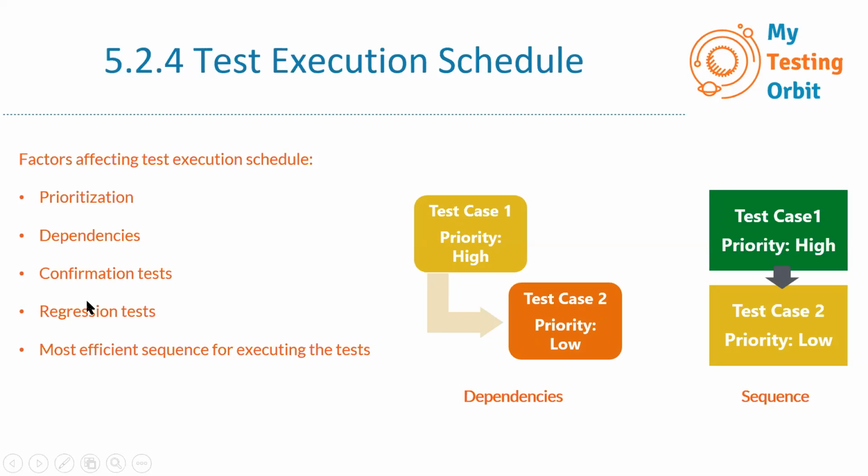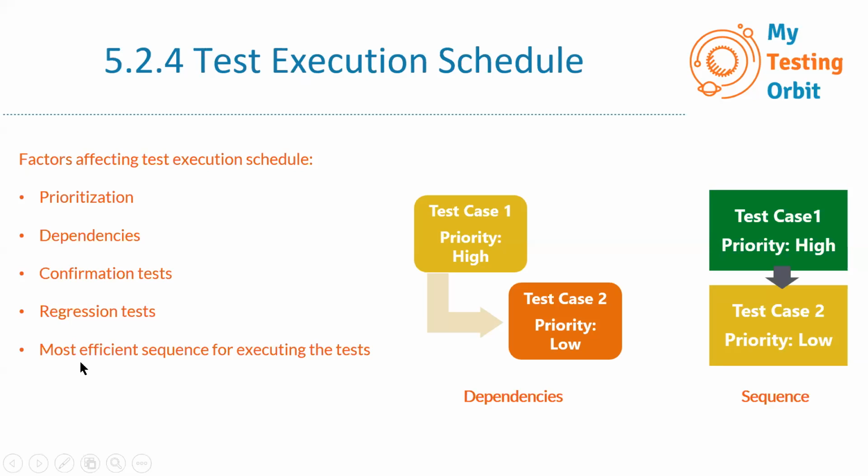Then we have confirmation test and regression test. So we know what confirmation and regression tests are. In case someone is not familiar, we did cover it earlier, I think, under maintenance testing. So you can go back and see those slides. In confirmation and regression testing, again, the rule of prioritization does apply with the exception of dependencies. So it will be the same for confirmation and regression tests as well.